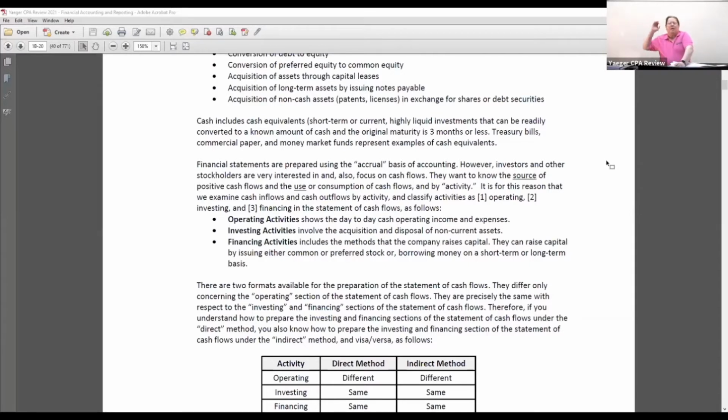So if I pay the mortgage, the principal, that is an outflow under financing. That's financing. But the interest that I pay comes out of operating activities. Do you see that? So therefore, sometimes a transaction involves more than one section of the statement of cash flow.